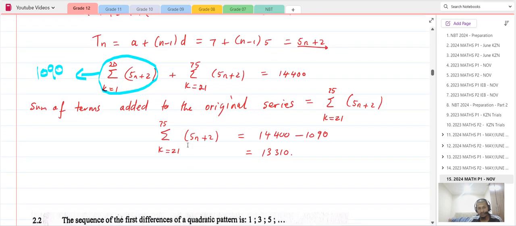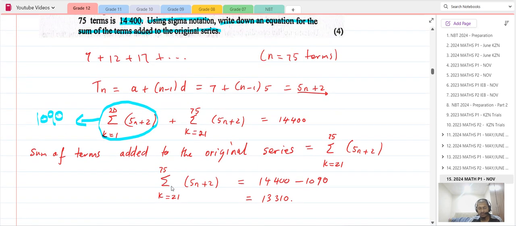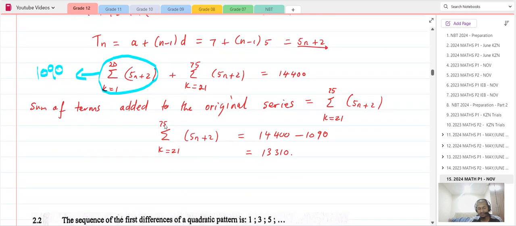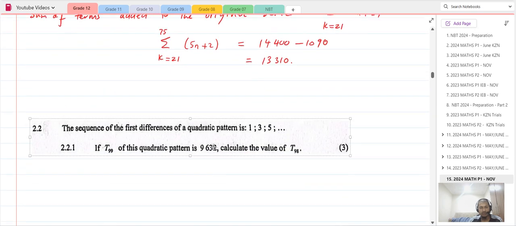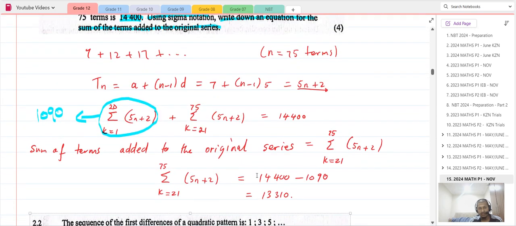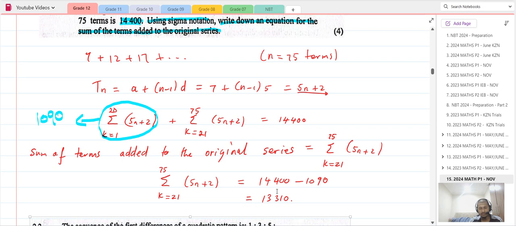Now remember, how many terms are there here? 75 minus, sorry, not 50 terms. There will be 55 terms here, because 75 minus 21 plus 1, so 75 minus 20. Yes, there should be 55 terms. Let's continue. If you have other methods, don't forget to comment in the comment section below.